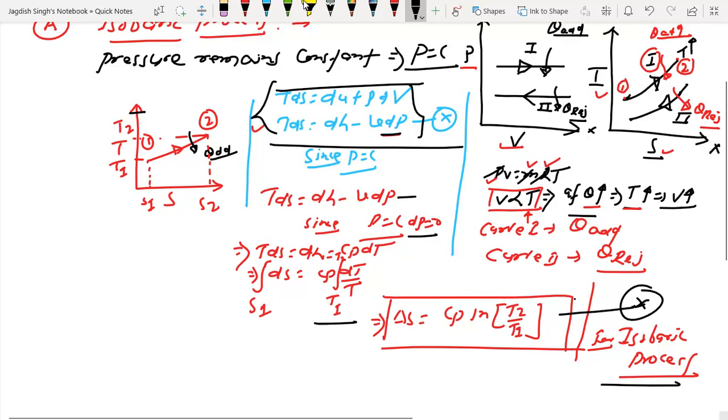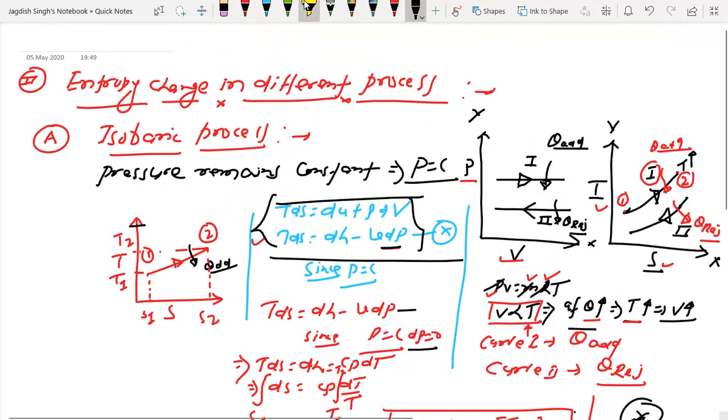Simply you have to integrate: del S is equal to Cp ln T2 by T1. The change in entropy in this constant pressure process, that is process 1 to 2, is equal to Cp ln T2 by T1. Right?